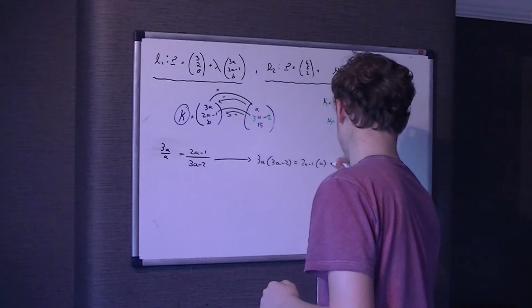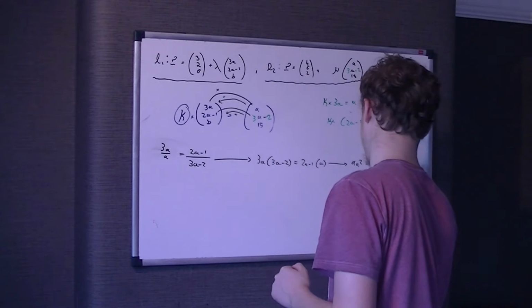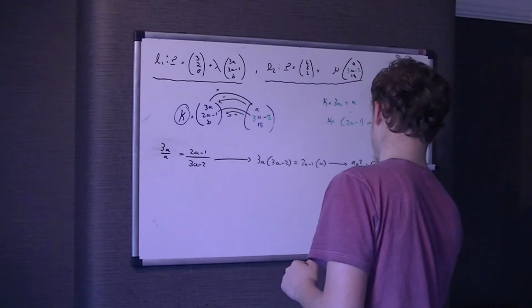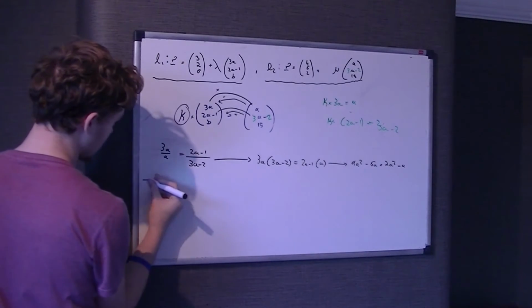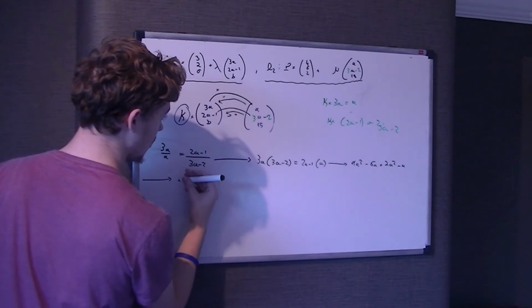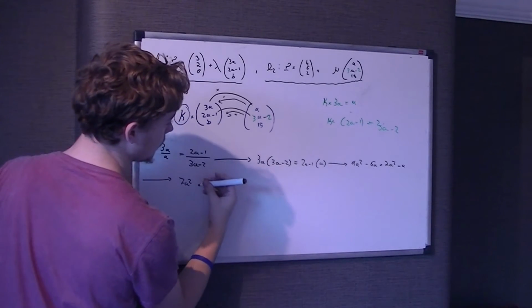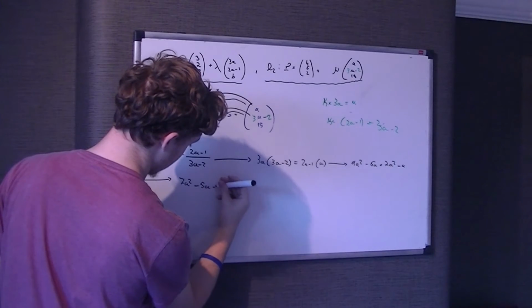times a. So if we expand this out, that gets us 9a squared take 6a, and that's equal to 2a squared take a. Simplify this down, because it looks like we're going to get it in the form of a quadratic. So therefore, bring the 2a across, that gets us 7a squared. Add a to both sides, that gets us minus 5a equals 0.